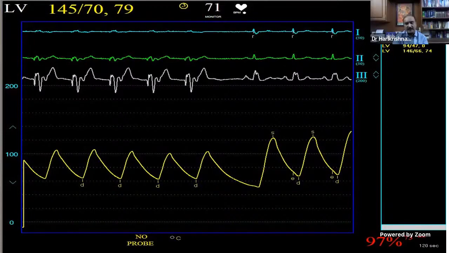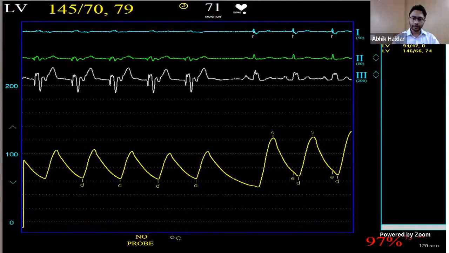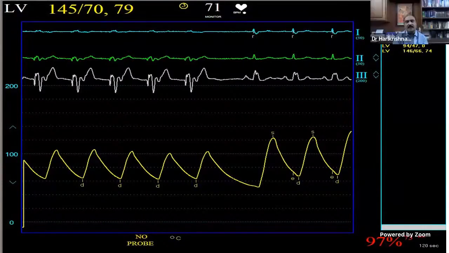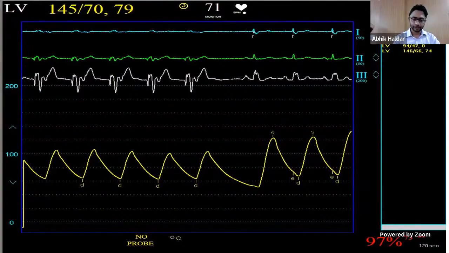Loss of atrial contribution is one. Second is, where is it paced? Is it pacing the ventricle or the atrium? RV. Since it is ventricular pacing, it is a broad QRS, so it is probably a dyssynchronous contraction. These are the two reasons. There is no atrial contraction, and there is a dyssynchronous contraction. That is why the pressure generated is low. Understood, no? Okay.